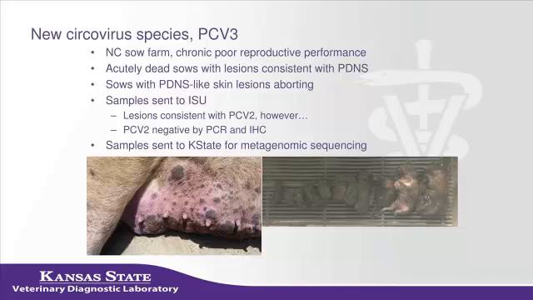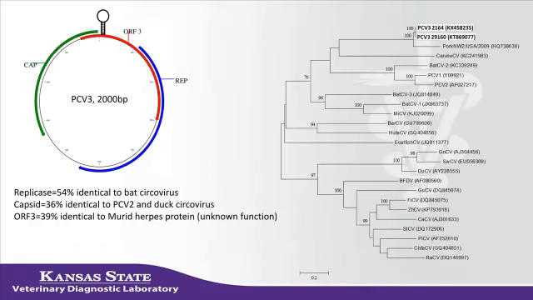So usually we think of PCV2 as causing PDNS. At this point, samples came down to K-State for sequencing. We were able to identify an analogous circovirus right here. We call it PCV3, so you can see it looks like a normal circovirus. It's a little bit bigger than PCV2, a 2,000 base pair genome.